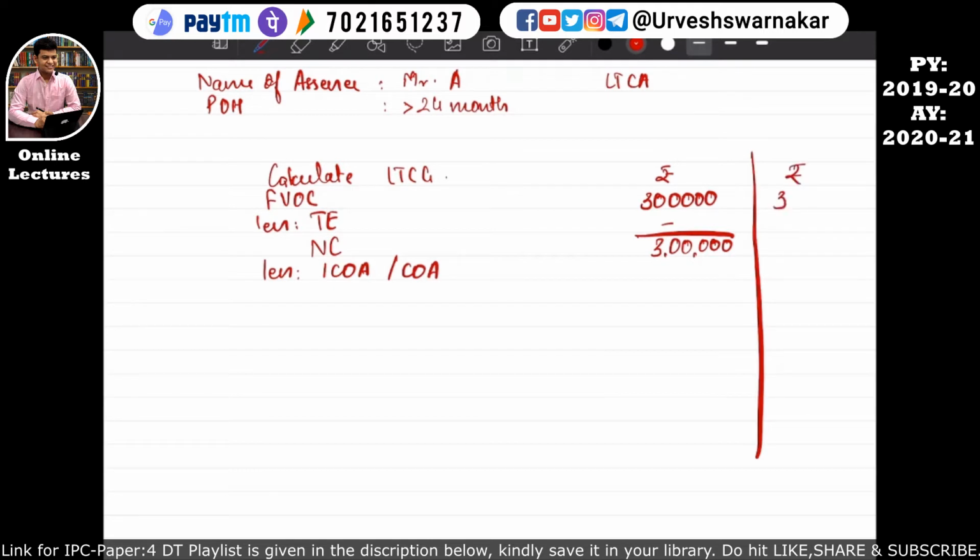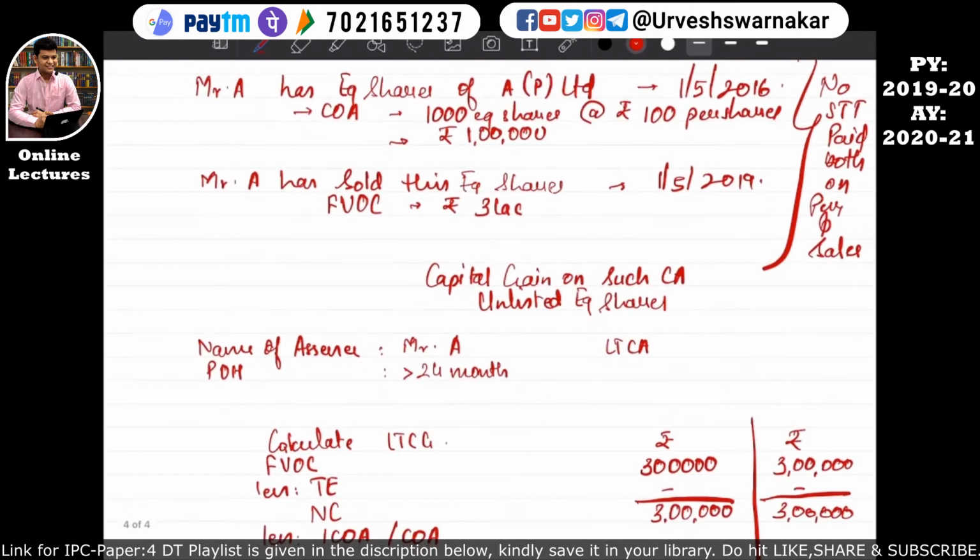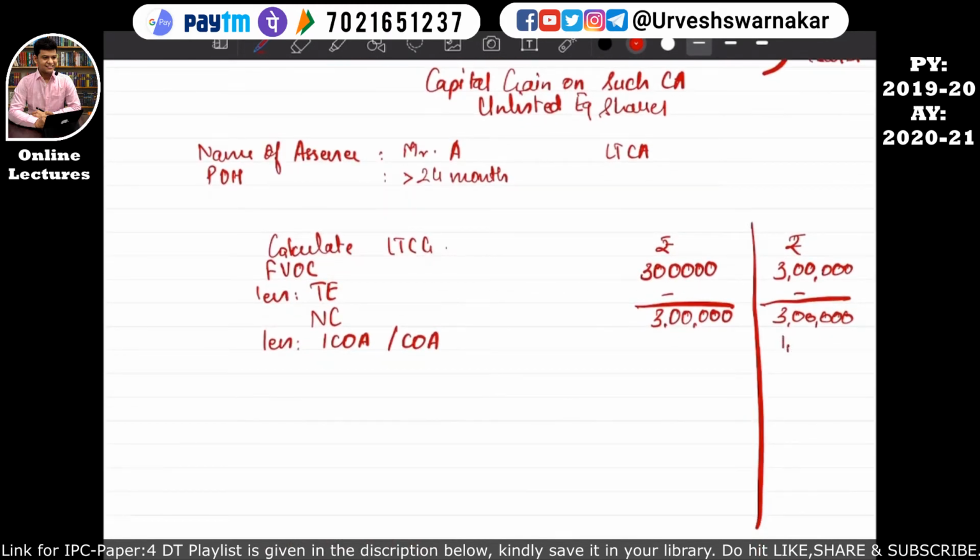Okay, 3 lakhs. And the cost of acquisition given in the question for this particular asset is 1 lakh. So we'll write 1 lakh over here, and we will find out our gross long term capital gain, which is equal to 2 lakhs. There are no details given about the exemptions, so we will put a dash, and finally our long term capital gain is equal to 2 lakhs.